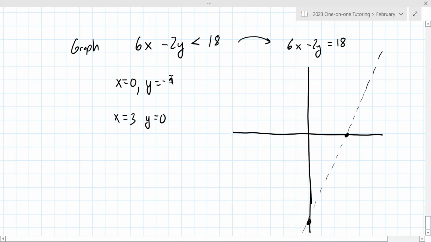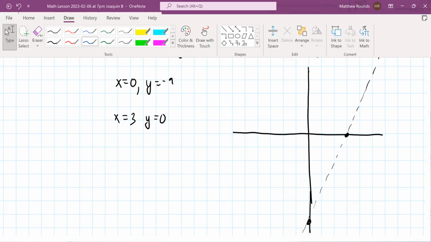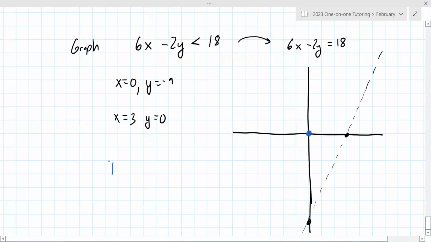And then to decide whether you shade above or below, you can't do it as is. You have to solve for y. If you just arbitrarily shaded the underneath side because it was less than, that could be wrong. Might be right. You've got a 50% chance. I don't want to take risks like that. So rather than solving this for y, you should test a point like 0, 0. That's what I was leading up to with those inequalities.